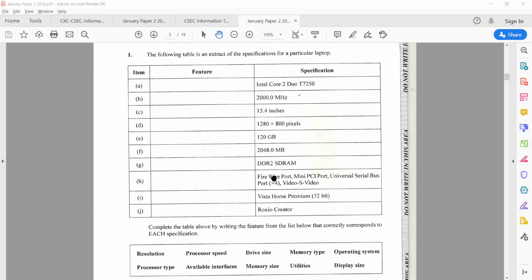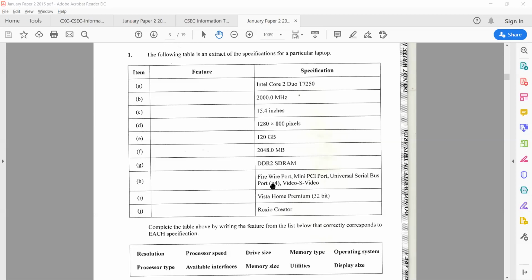Okay, so memory size. What about DDR2 SD RAM? Just now, sir. I'm trying to see on the bottom. All right, so DDR2 SD-RAM, that is the memory type.